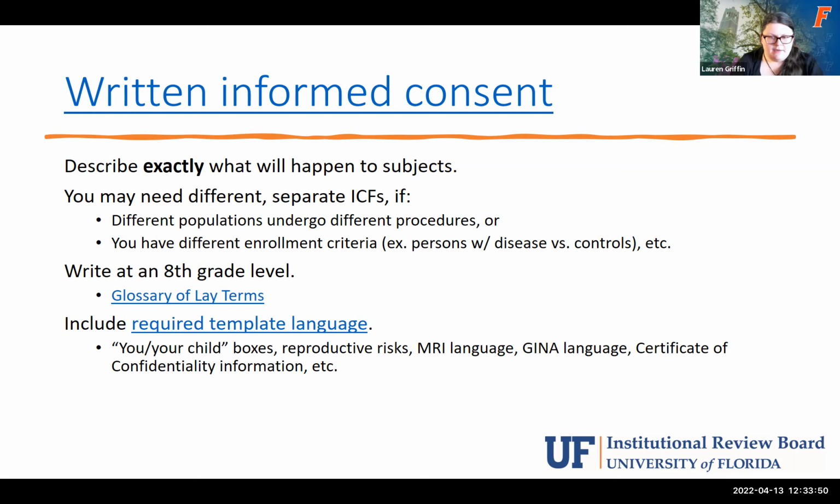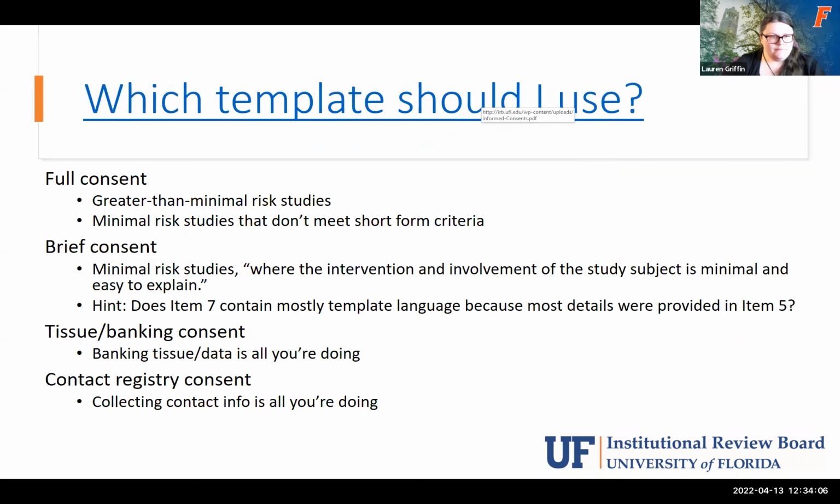So if you have a consent document and you're asking parents to sign for children, there'll be a box that says you or your child. It tells people, when you see "you" in this, we mean your child. Reproductive risks, certificates of confidentiality, that type of stuff. We do have a lot of templates, which is useful, but it can be confusing which one to use. So the investigator guideline on which template to use is linked at the top. But in general, there are a couple of different types of consents.